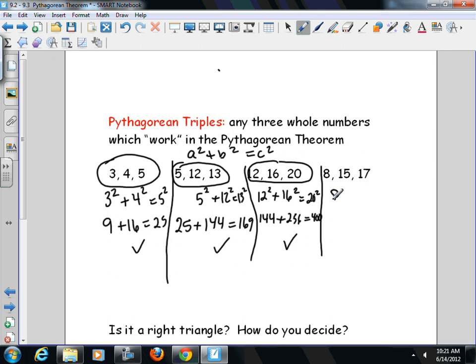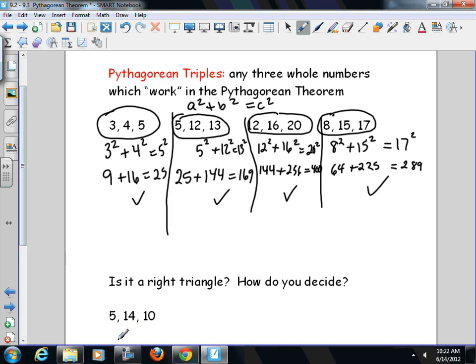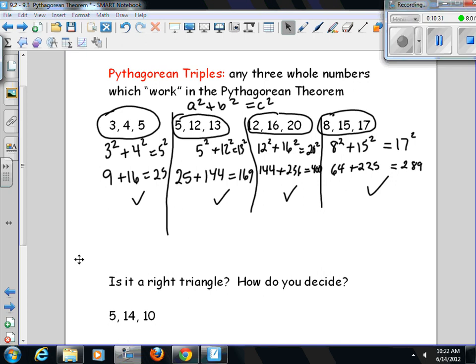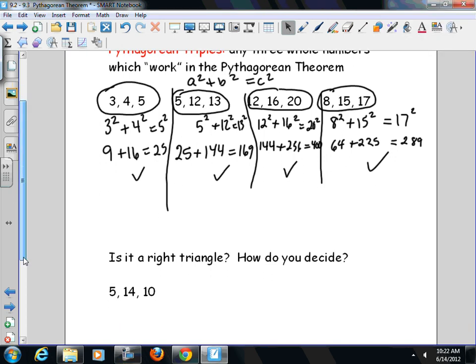Next we have, does 8 squared plus 15 squared give you 17 squared? Well, let's see. 8 squared is 64. 15 squared is 225. 17 squared is 289. Is 64 plus 225 289? It sure is. So 8, 15, and 17 are Pythagorean triples. So here you've been given examples of 4 Pythagorean triples.